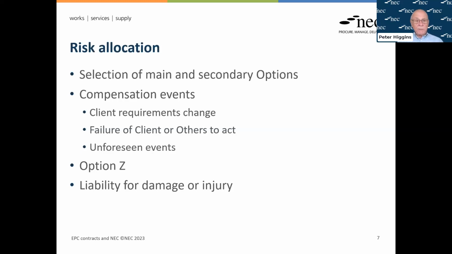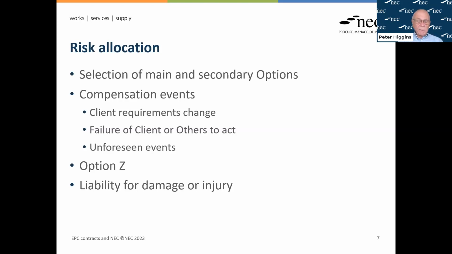Now, the second one is failure of the client or others to act. Well, the client should have minimal involvement. We don't want a contract where the client, or the project manager on their behalf, is interfering with doing all sorts of things and stopping things and starting them and providing information late and whatever. There should be minimal involvement with an EPC contract. So there should be very few events of that nature.